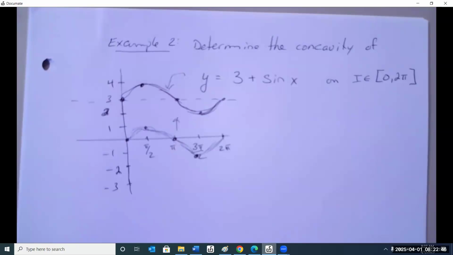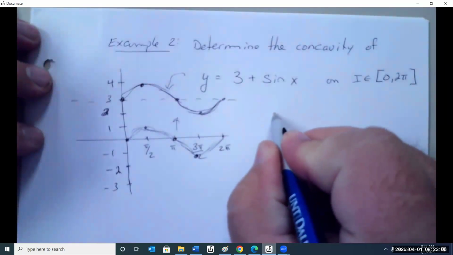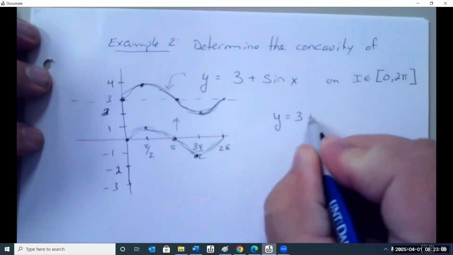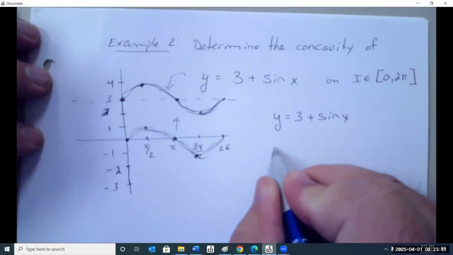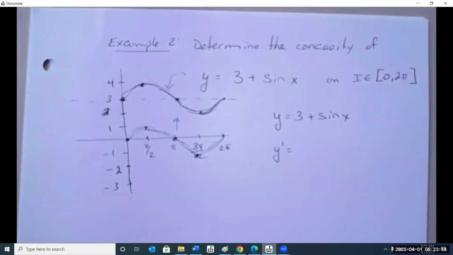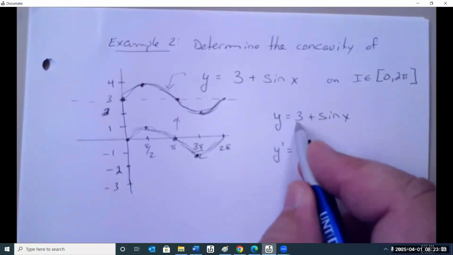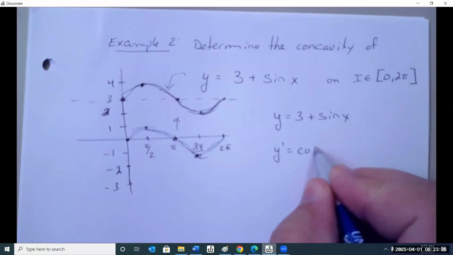Okay, so now we know what it looks like. Is that an important concept you have to know? Not really. It's just good to see what it looks like. But you don't have to waste time doing the graph. Because what's the first thing we have to do to find out about concavity? I have to find the second derivative. So our equation is 3 plus sine x. So our first derivative will be what? Cosine, because the derivative of 3 is 0, and the derivative of sine is cosine.